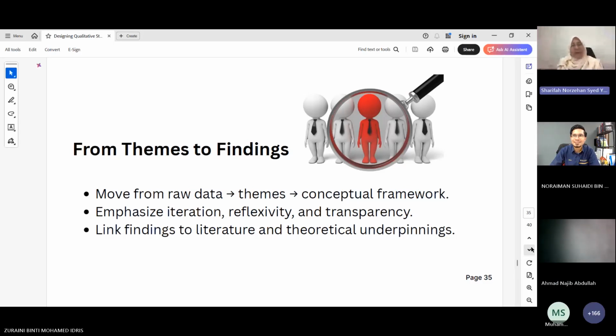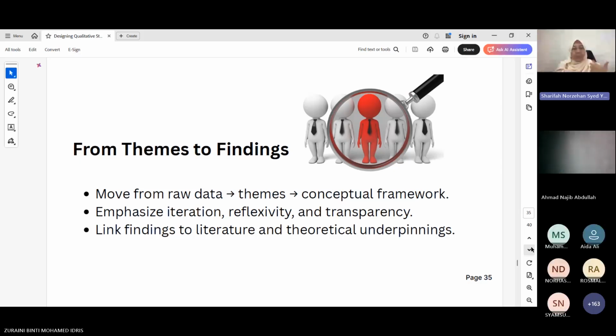Basically, when we talk about from themes to findings, from your interview, after your reflexivity just now, you come up with certain themes or concepts. Then you look into those concepts and see how they would make stories out of it. And you start to link it back to your literature and theoretical underpinnings.